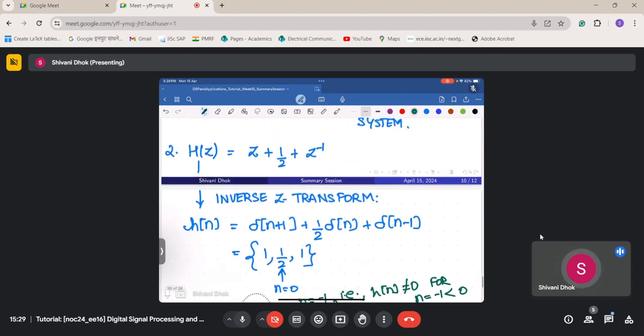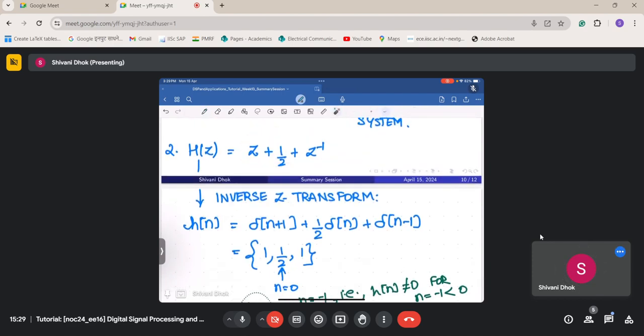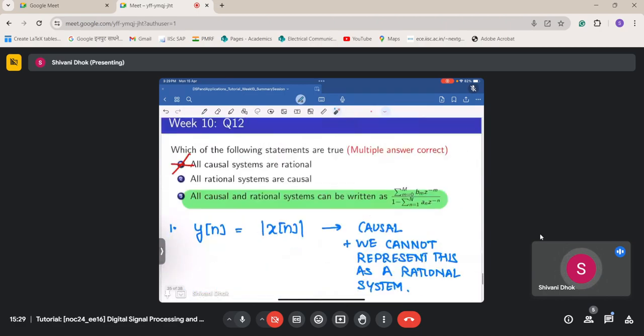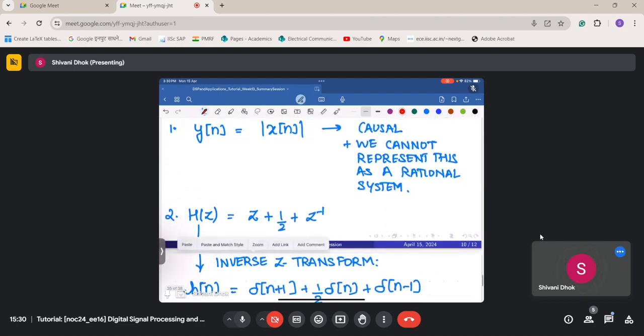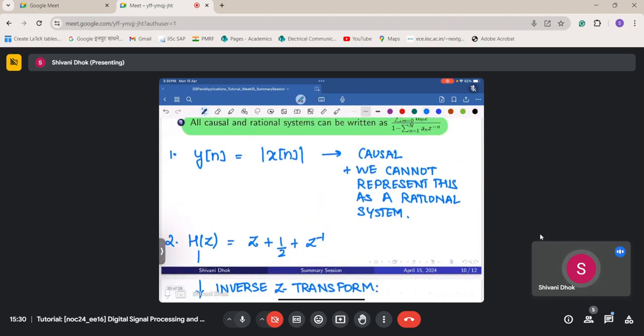But this system here is a rational form, but the system is non-causal, which means that the statement that all rational systems are causal is also not true. So for both option 1 and option 2, we have these counter examples. We can build several counter examples here. We can say that this is log of magnitude of x of n, then we have e power x of n, and several other examples we can build. All sorts of causal systems which can't be represented in rational form.